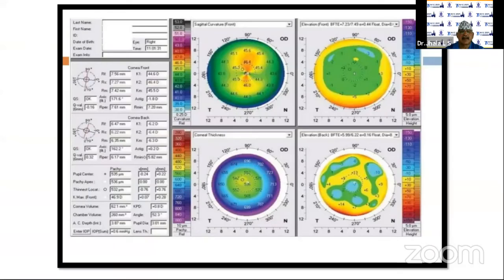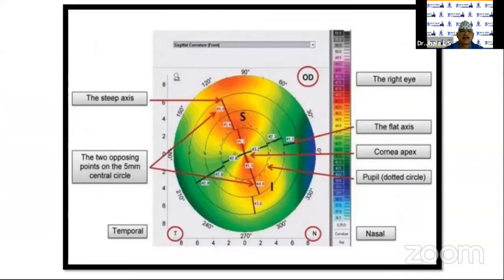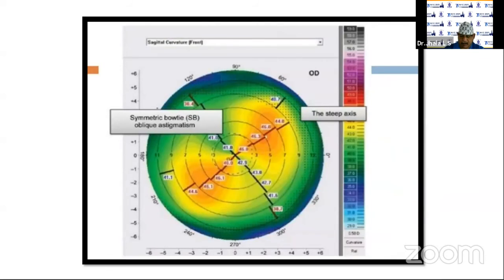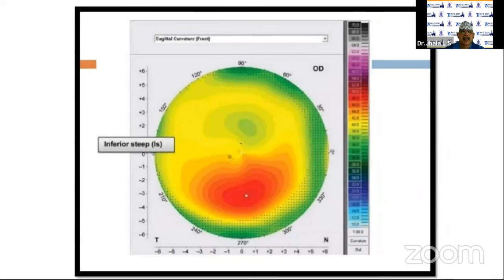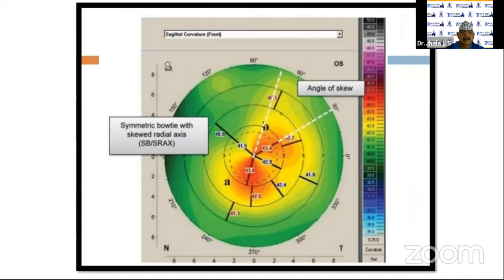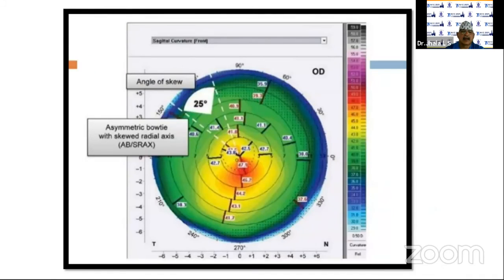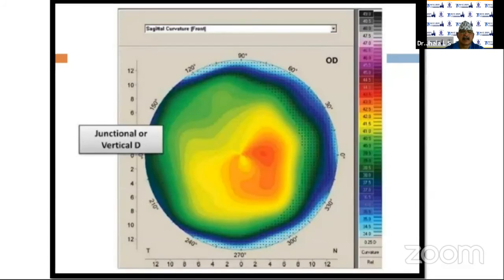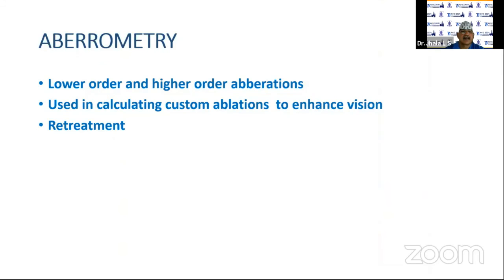These are the various Pentacam pictures. I will not go into the detail of this because we have already discussed all these things in the previous session. These are the various irregularities of the cornea. So the Pentacam, as discussed in the previous session, is the most important tool for planning refractive surgery. We have a variety of indices in this.